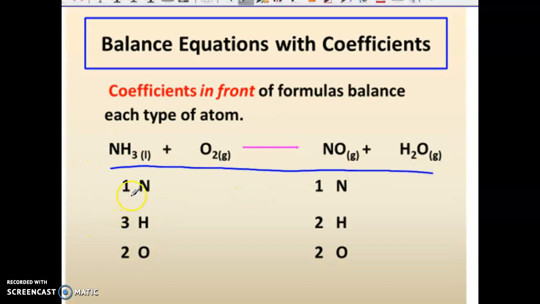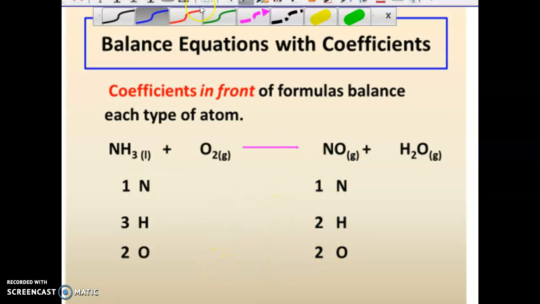So this is what we did before, right? So we have 1 nitrogen, we have 3 hydrogens, we have 2 oxygens. On the product side, we have 1 nitrogen, we have 2 hydrogens, and we have 2 oxygens. So notice, if you have an element that's in more than one spot, as long as they're on the same side of the arrow, you should be adding them up. So let's look at our numbers. So nitrogens were okay, hydrogens were not, and oxygens were not. So we always do first nitrogen, then hydrogen, and oxygen is always at the end.